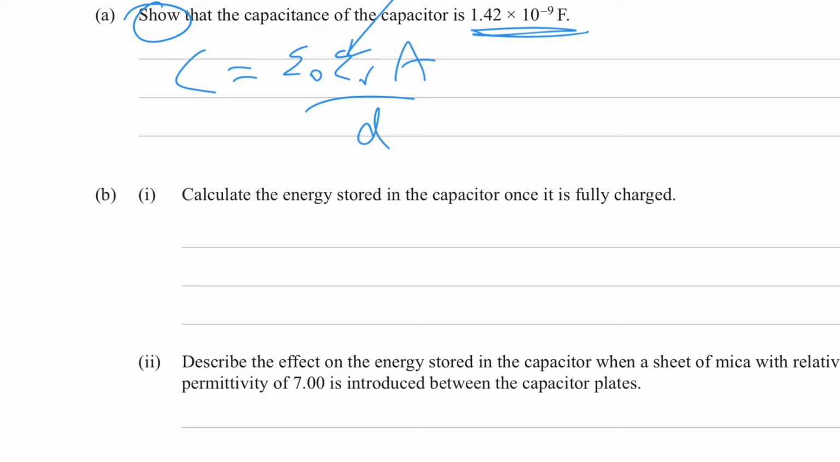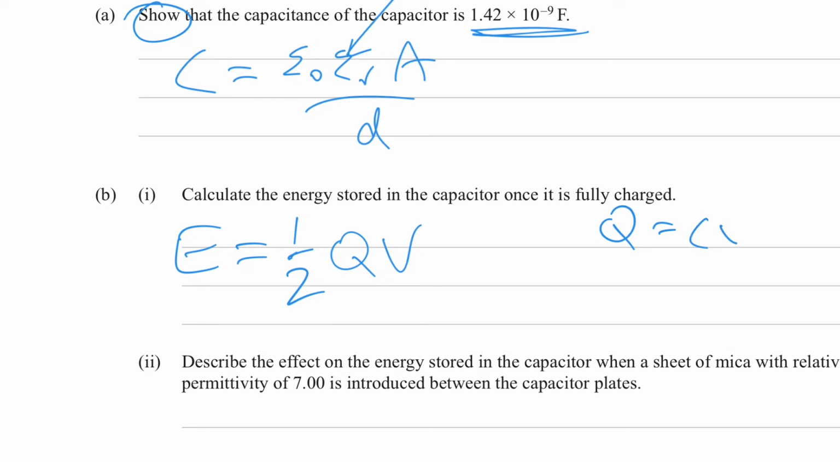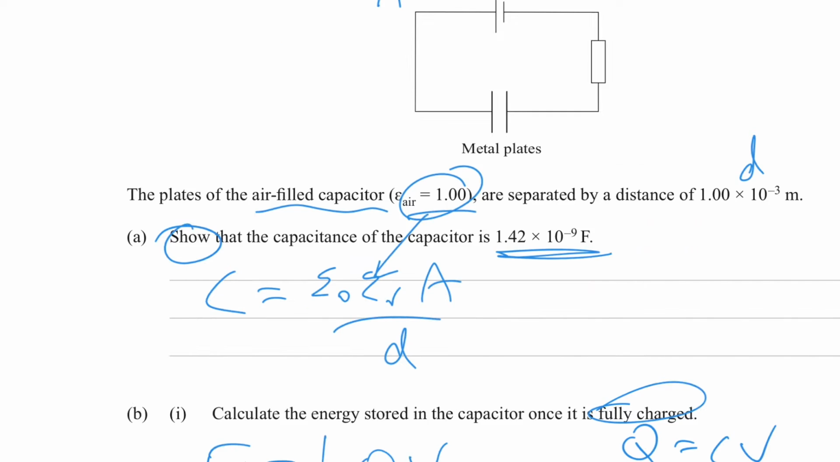Calculate the energy stored in the capacitor once it's fully charged. So energy stored in the capacitor equals half QV. Do you have Q? No, but Q equals CV. And you know the voltage across the capacitor will be the voltage of the supply once it's fully charged. Which was it? It was 9 volts, wasn't it?